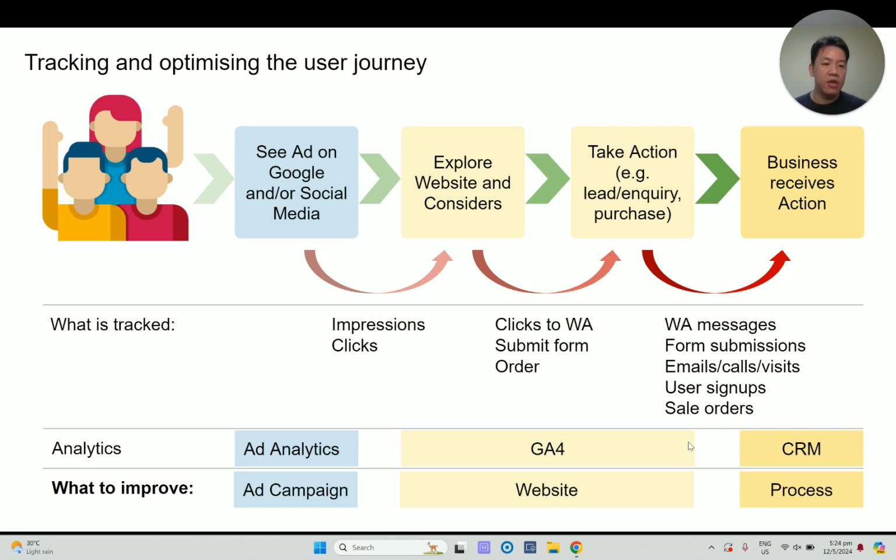Maybe that's something that is stopping them from continuing and completing the journey. So while the click is being registered, the business ends up not getting the actual WhatsApp message being sent. So that could be an issue, right? And in that case, you probably want to think about, well, is a WhatsApp message the best way to entice or invite the user to get in touch with you?